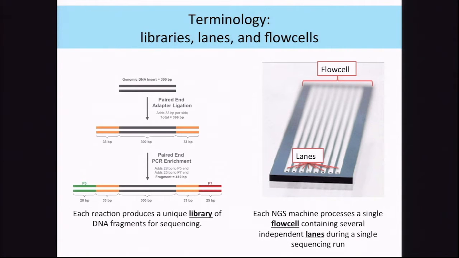Then we load these libraries onto the different lanes of a flow cell, typically adding the library to multiple lanes. And the reason we do this is so we have a lot of redundancy. If something goes wrong in the process, we have some sort of backup to work with.